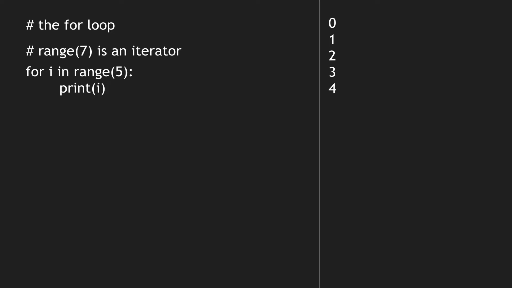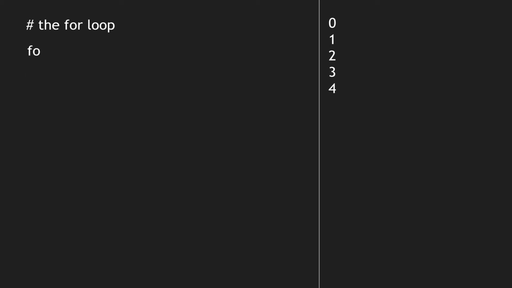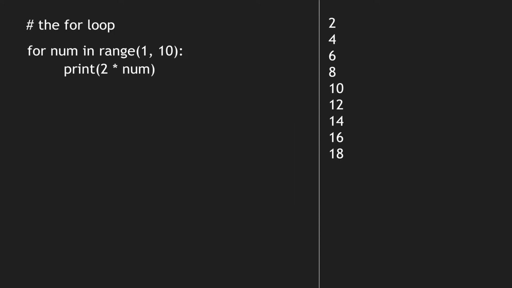Let us use a for loop to print all even numbers between 1 and 20. Thus, we are telling the iterator to start counting from 1, and then we print 2 times number. Notice that we only have up to 18 because 10 was not included in the list that was generated by the range iterator.